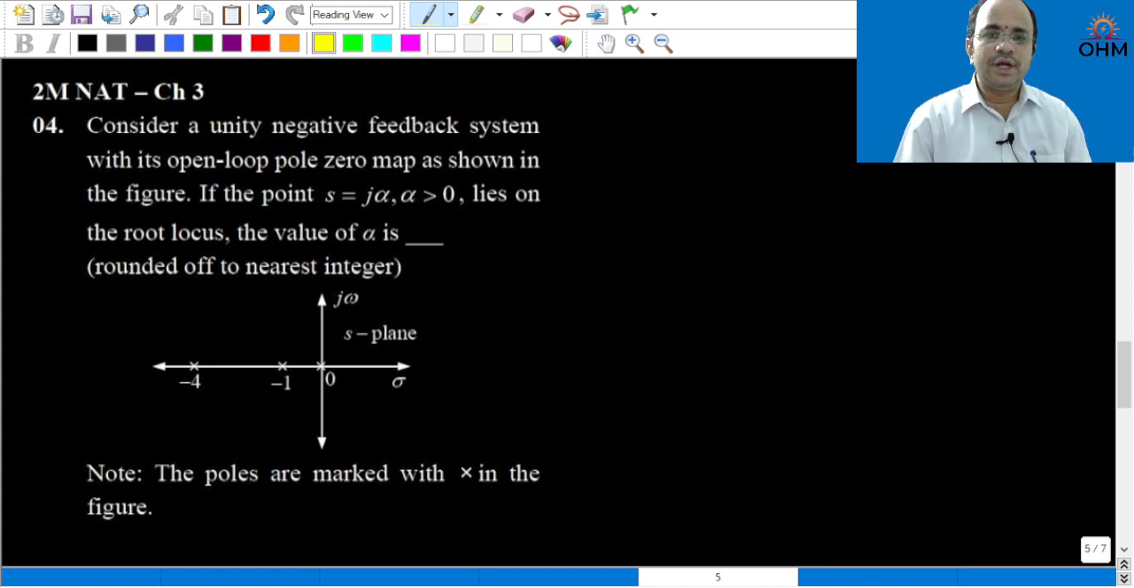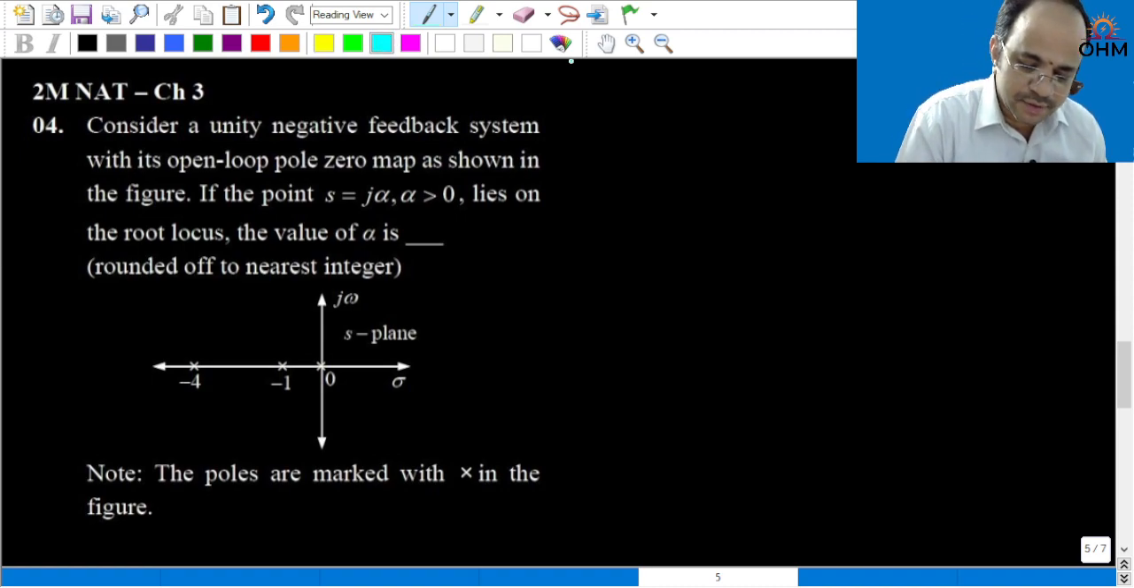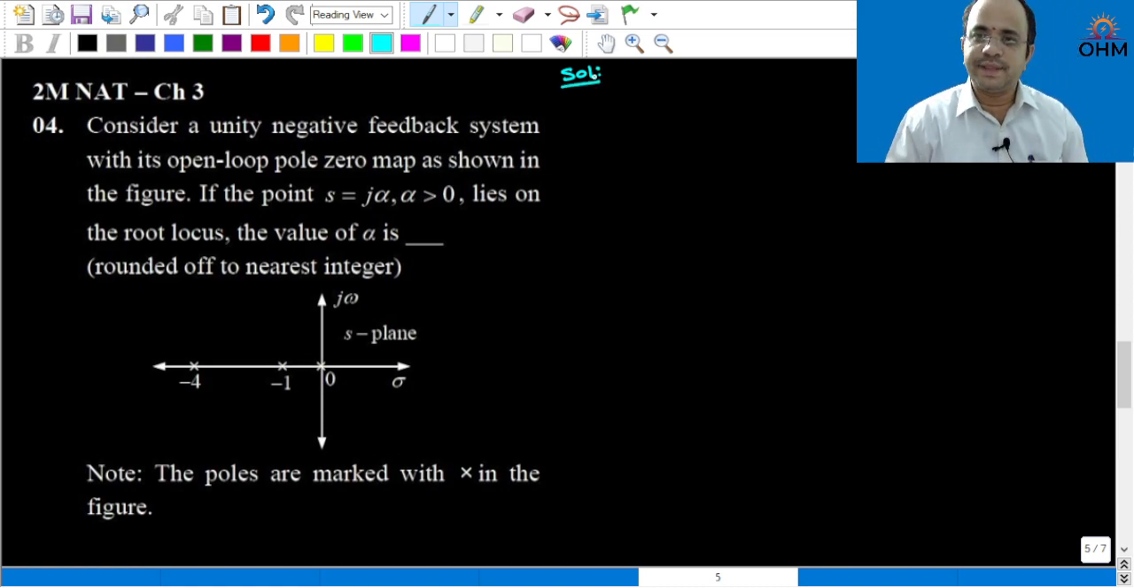Consider a unity negative feedback system with its open loop pole zero map as shown in the figure. If the point s is equal to j alpha, where alpha is greater than 0, lies on the root locus, then the value of alpha is. Now, this problem is from the stability chapter, that is the third chapter in my lectures. By using Routh's method, you can find out.